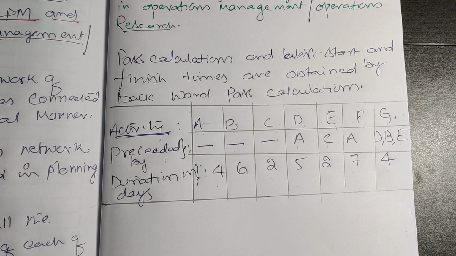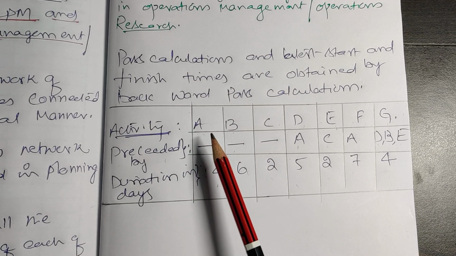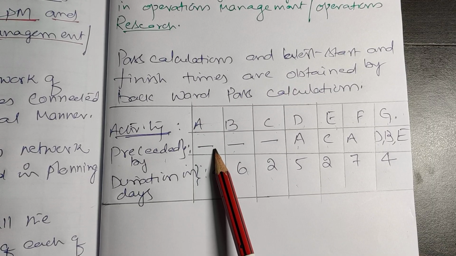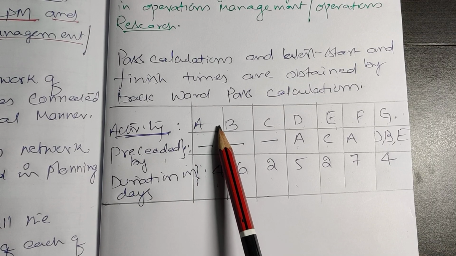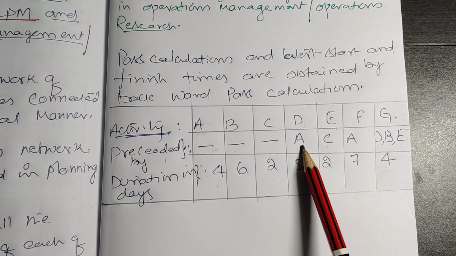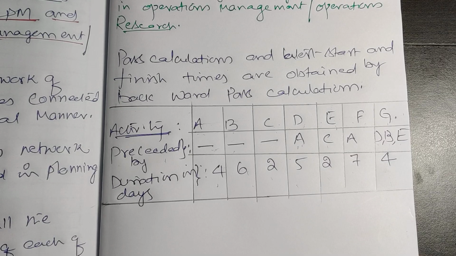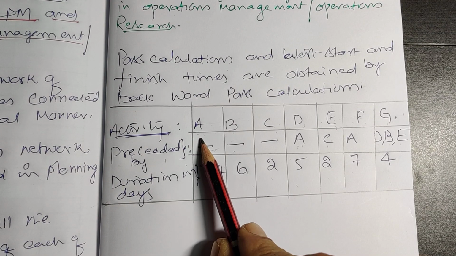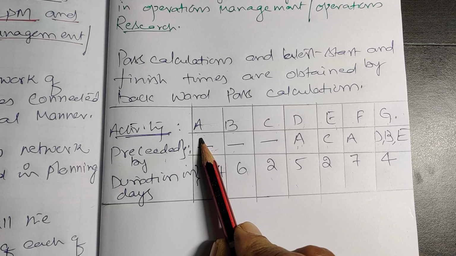Second point is, start the network with independent activity, or independent activities. What is an independent activity, sir? Independent activity is one which is not dependent on any other one. Here A is an independent activity, whereas activity D is a dependent activity. What is the meaning of this? You can start A immediately. That is called independent activity.